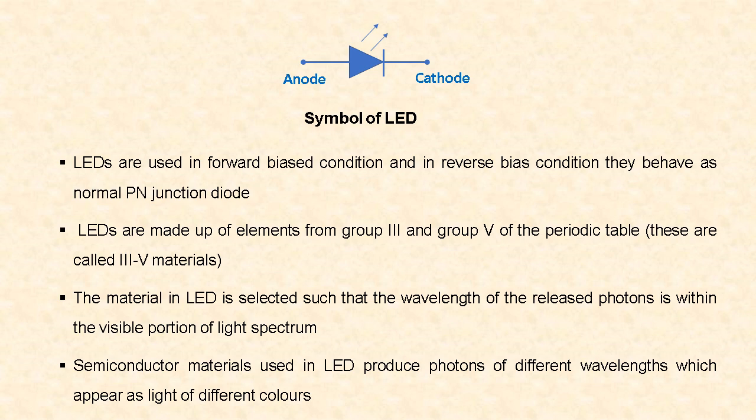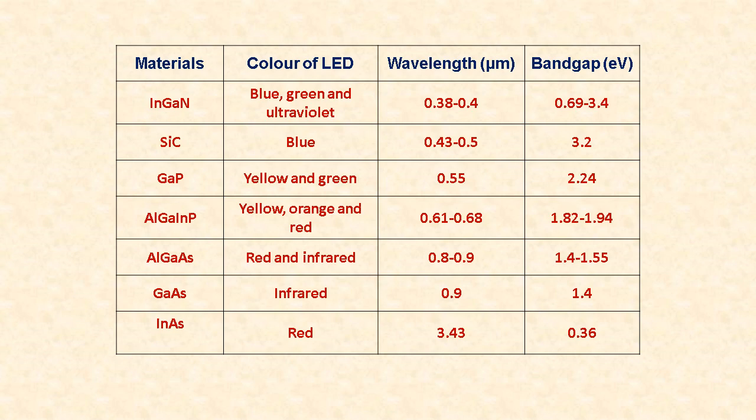These materials in LED are selected such that the wavelength of the released photons is within the visible portion of the light spectrum. The semiconductor materials used in LED produce photons of different wavelengths which appear as light of different colors. Hence we have different color LEDs. The table shows the semiconductor materials used in LED and color of LED, wavelength in micrometer and band gap energy in electron volts. First, indium gallium nitride.